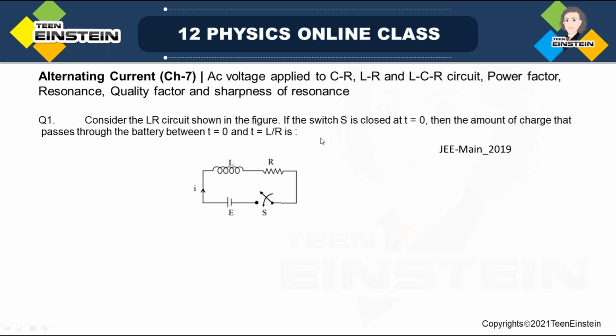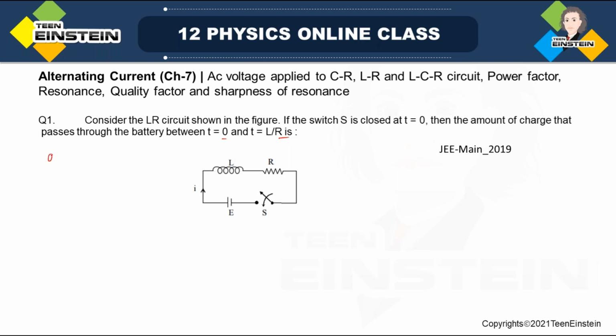So you see this problem here on the screen. The problem states: consider the LR circuit shown in the figure. If the switch S is closed at t equal to 0, then the amount of charge that passes through the battery between t equal to 0 and t equal to L by R. So you have to find the charge flowing through this circuit between the time interval 0 and t equal to L by R.